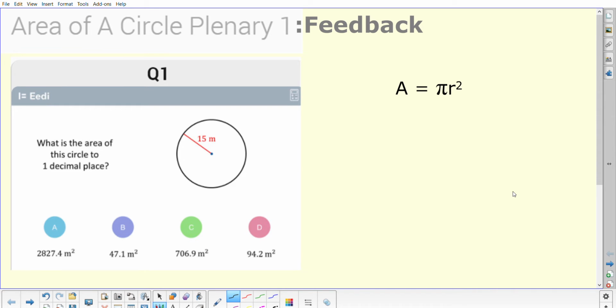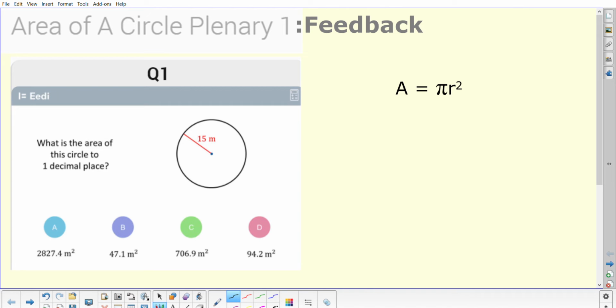So this is the feedback from the area of a circle plenary 1 that you were asked to do at the end of today's lesson. With all of these questions, if there is a formula that you're using, then that formula should be getting written down first of all. So question 1, what's the area of this circle?